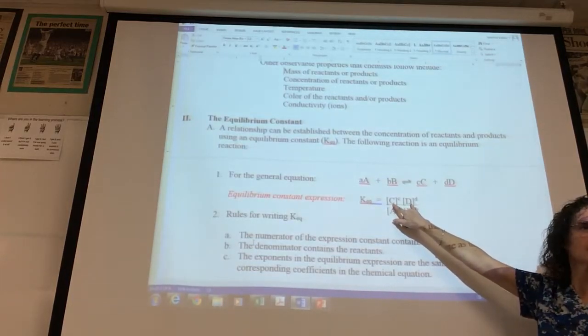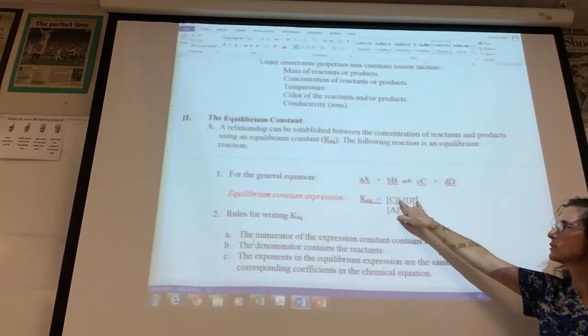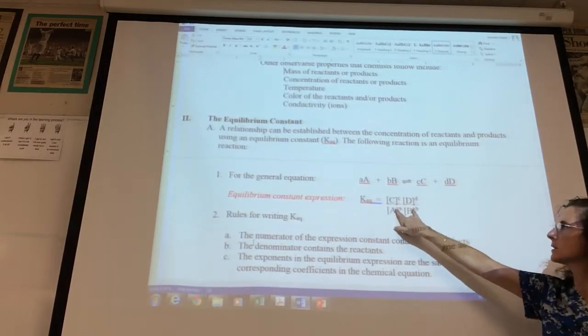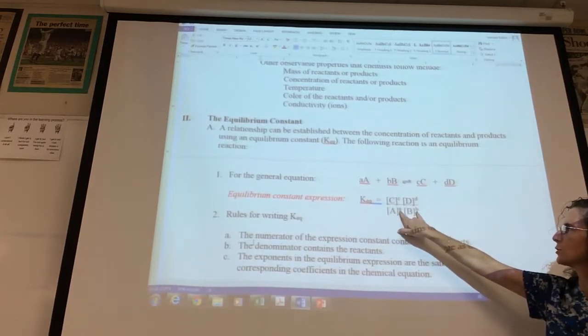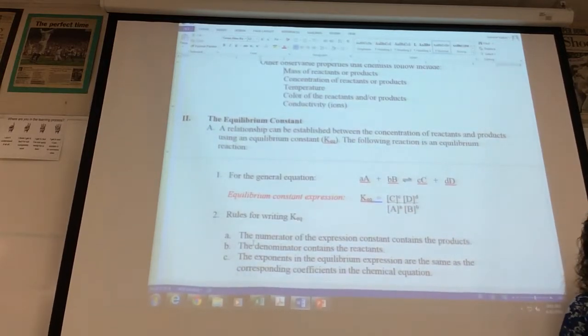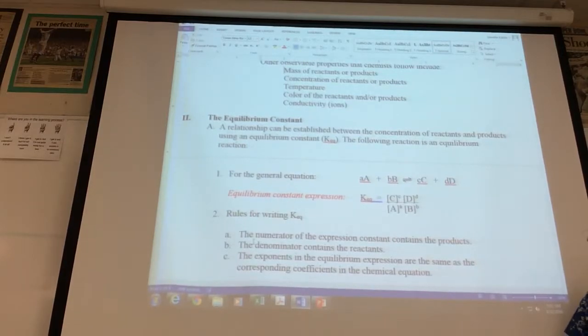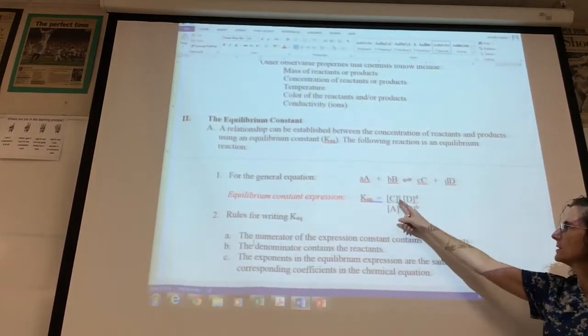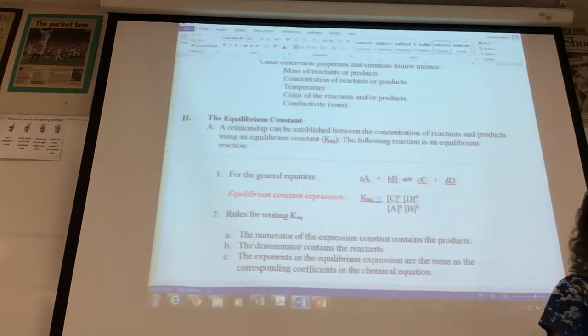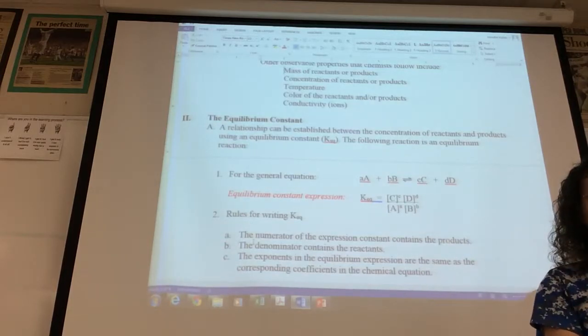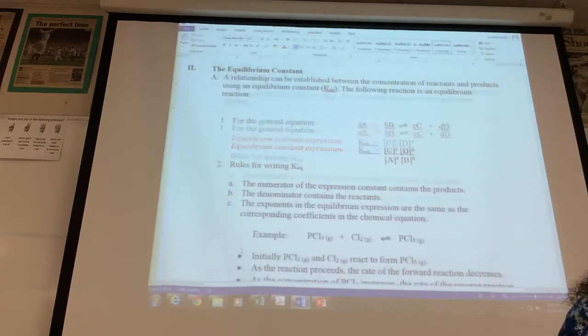Concentration of products on top, raised to their stoichiometric coefficients. Concentration of reactants on the bottom, raised to their stoichiometric coefficients. The numerator contains the concentration of products, the denominator the reactants, and the exponents are the stoichiometric coefficients. Products on top, remember pot, products on top.